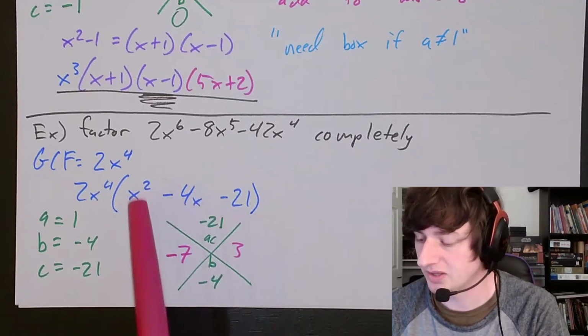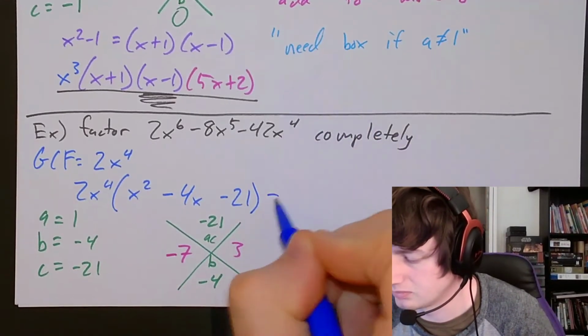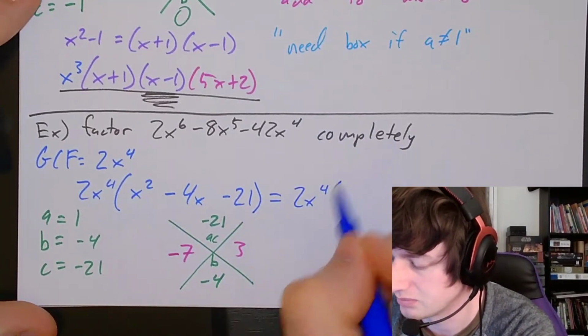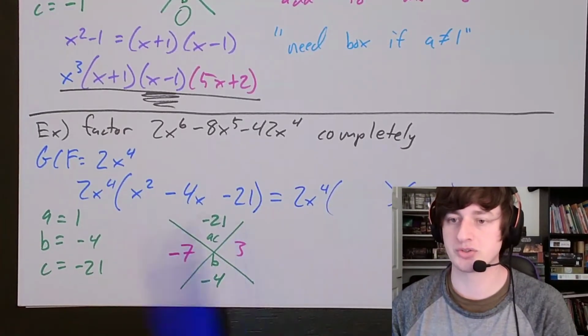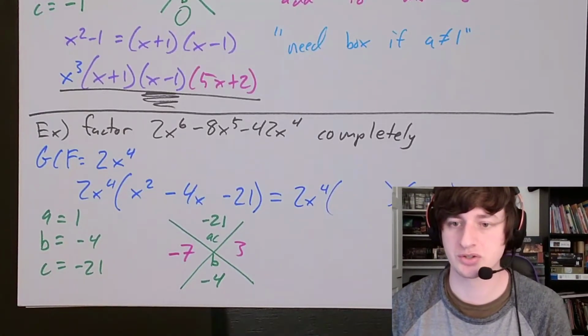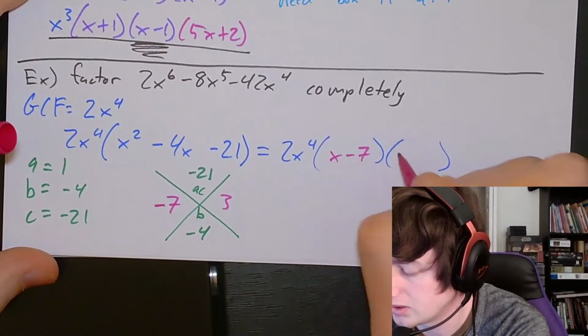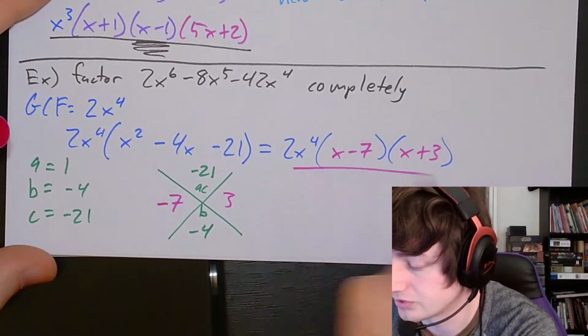So that means this is the same as 2x to the 4th. So that's our GCF, the same. But this quadratic here is going to turn into x minus 7 and x plus 3. And that's it. That one, we're done from there.